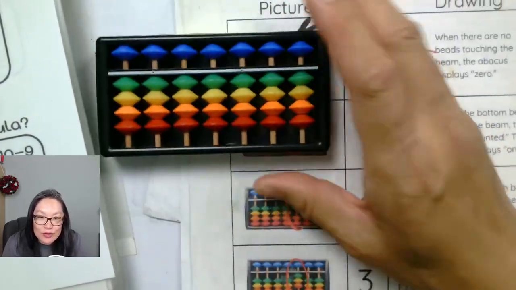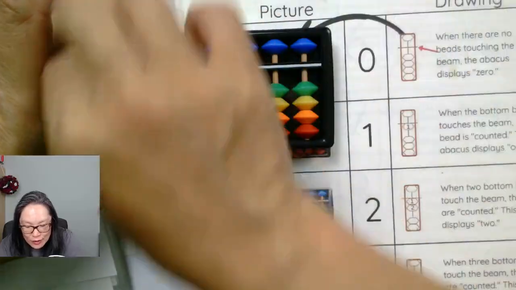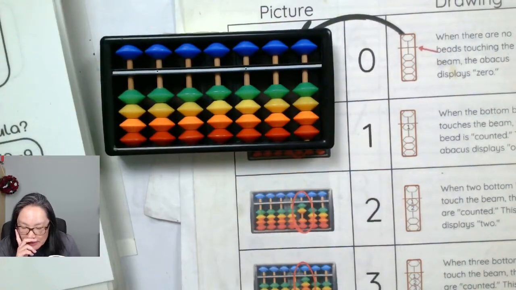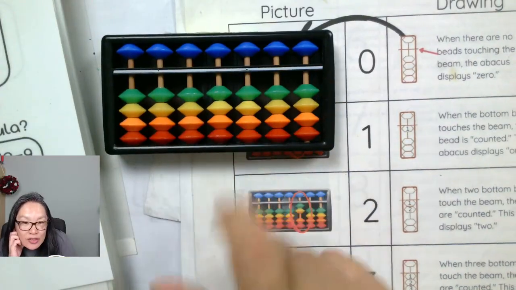Let's do some review. We're going to review what a 0 is. This is what a 0 looks like. A 0 means that none of the beads are touching the horizontal bar.